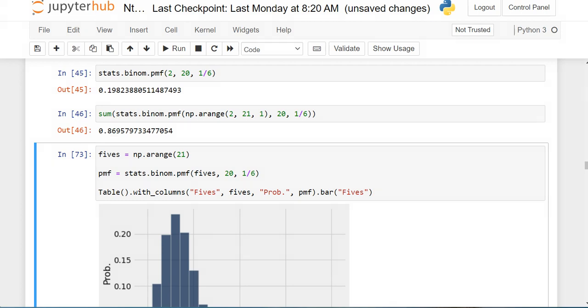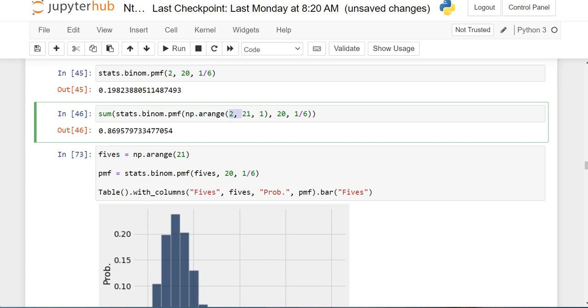Okay, well, that kind of makes sense, right? Because we're adding together all of these probabilities, the probability of 2 successes plus the probability of 3 successes plus the probability of 4 successes, all the way up to 20. We add all those probabilities together, and it turns out that the probability is about 87%.